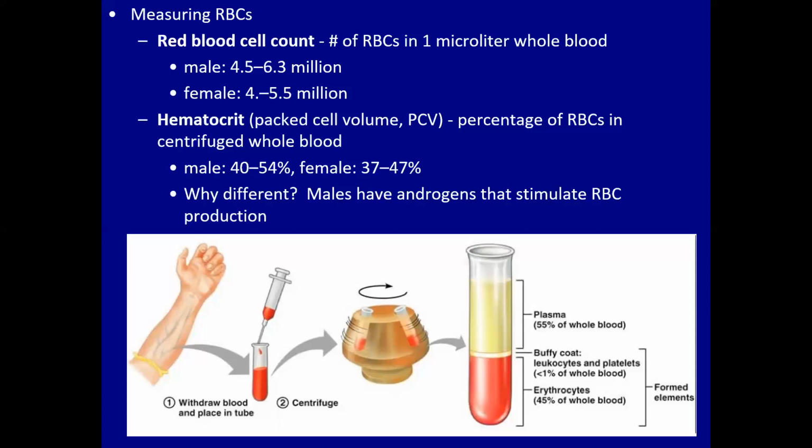Why is there this huge difference for males and females? And that is due to the androgens that allow for the stimulation of red blood cell production, muscle mass. They're just bigger. And so they have more red blood cells and more blood as a whole.